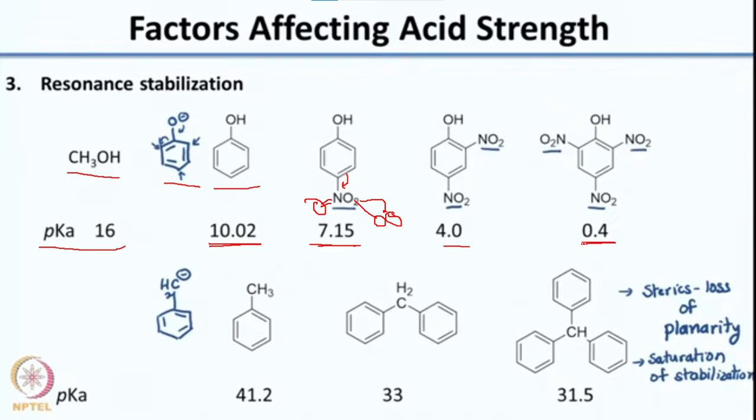Now when we add the third nitro group, we will observe greater acidity compared to the other species we have taken here. So this is the more acidic, very low pK value molecule, right? It is more acidic.